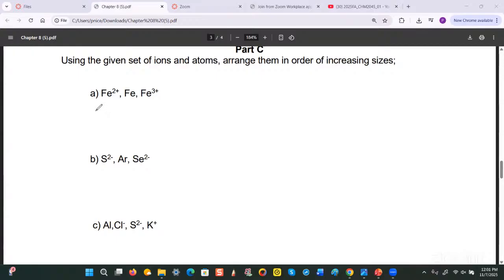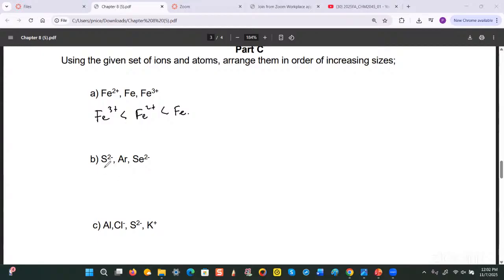Fe3+. Exactly. Fe3+ will be the smallest, followed by Fe2+, followed by Fe. All right. And of course, the reason for that is that every time you remove an electron, the size decreases, right? So the one with the highest charge, everything else being the same, would be the smallest. Okay, so that's relatively easy.